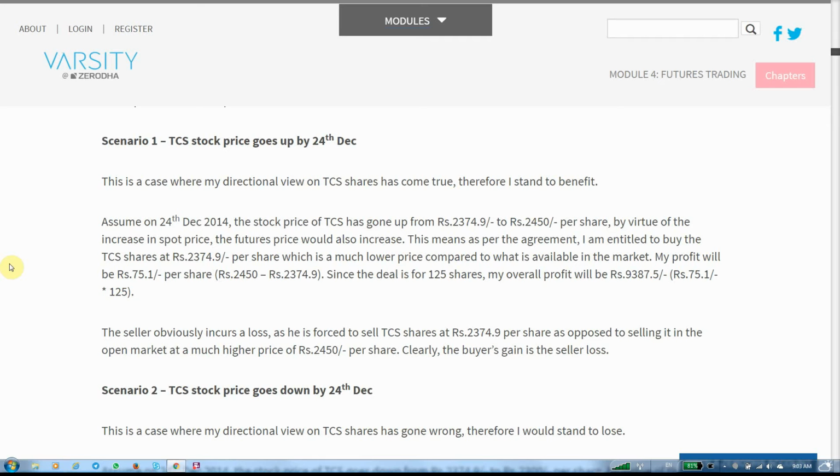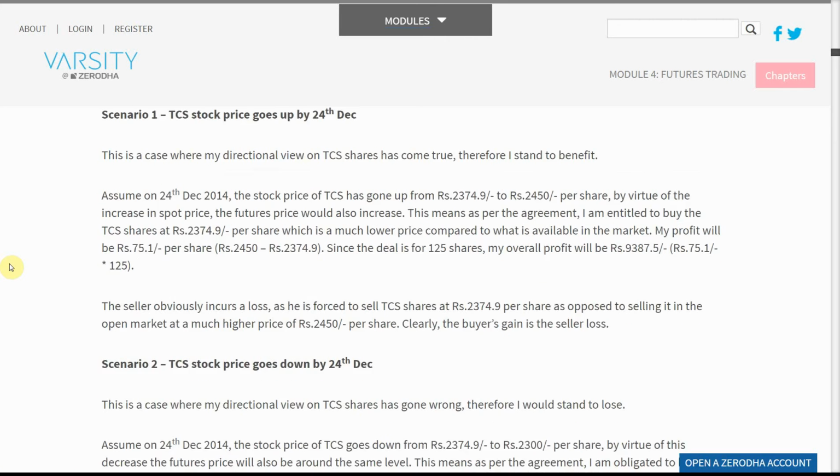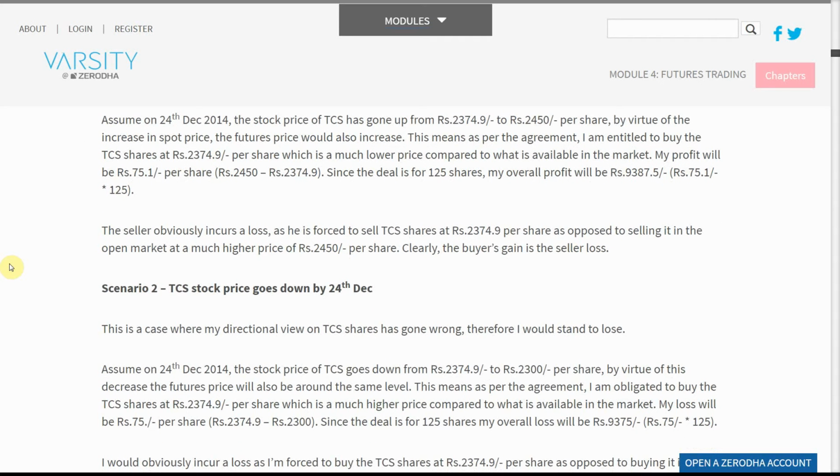The seller obviously incurs a loss, as he is forced to sell TCS shares at 2,374 rupees and 90 paise per share as opposed to selling it in the open market at a much higher price of 2,450 rupees per share. Clearly, the buyer's gain is the seller's loss.